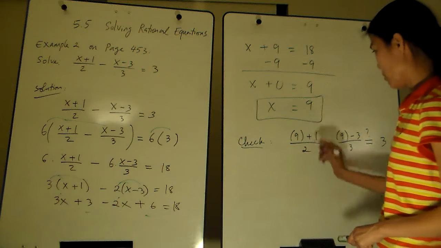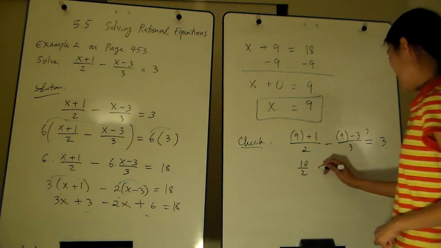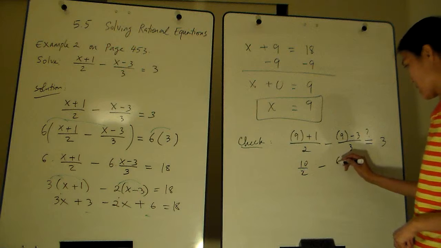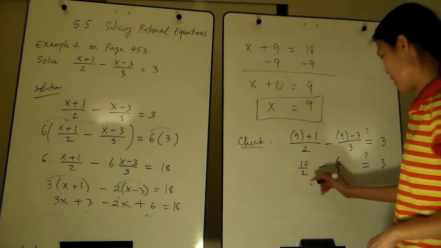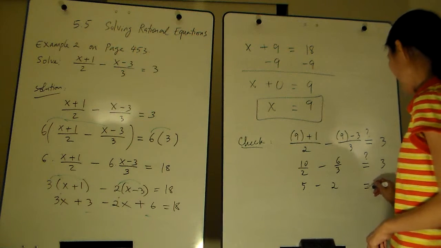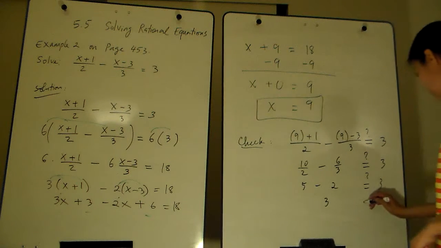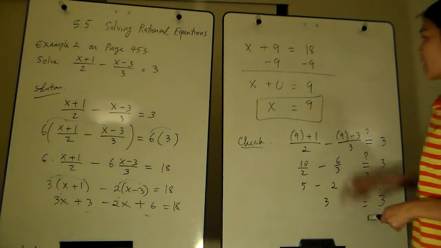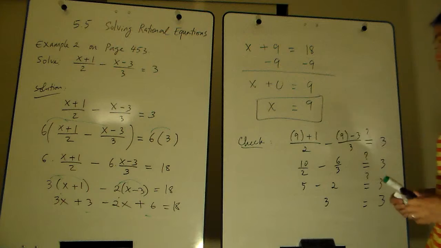So now simplify. 9 plus 1 is 10. 10 divided by 2 minus 9 subtract 3 is 6. Okay, 6 over 3. 10 divided by 2 is 5 minus 6 divided by 3 is 2. 5 minus 2 is 3. Yes, so the 3 on the left-hand side is equal to the 3 on the right-hand side. That means you have obtained the correct answer, which is x equal to 9.